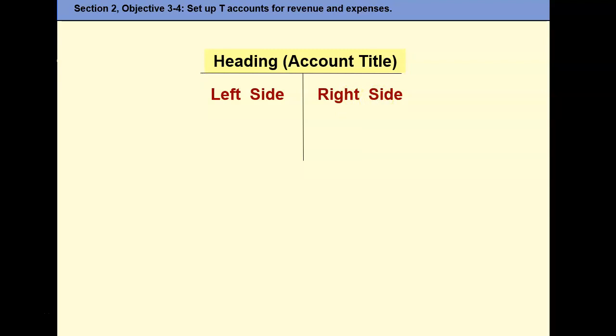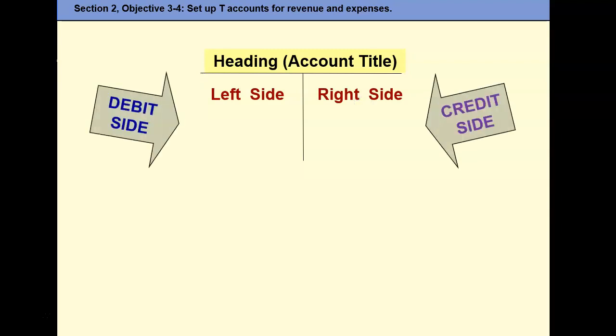So if you're asked to debit a transaction, that means record it on the left-hand side of the T account. If you're asked to credit a transaction, that means record it on the right-hand side of the T account. Okay? So again, debit means left-hand side of the T account. The word credit refers to the right-hand side of the T account.